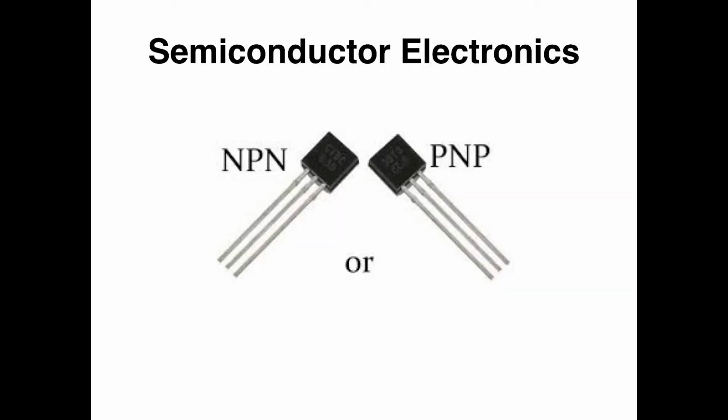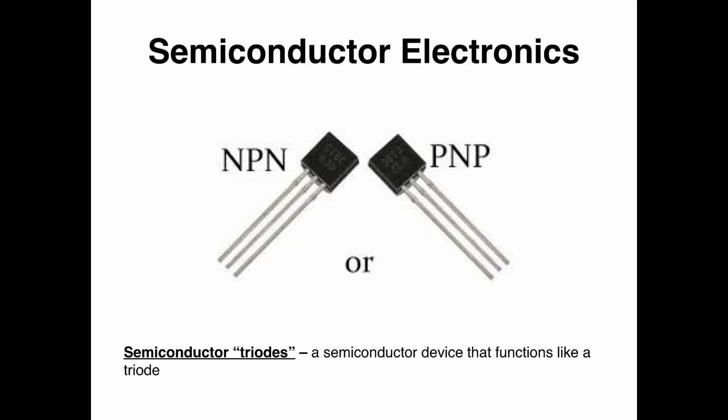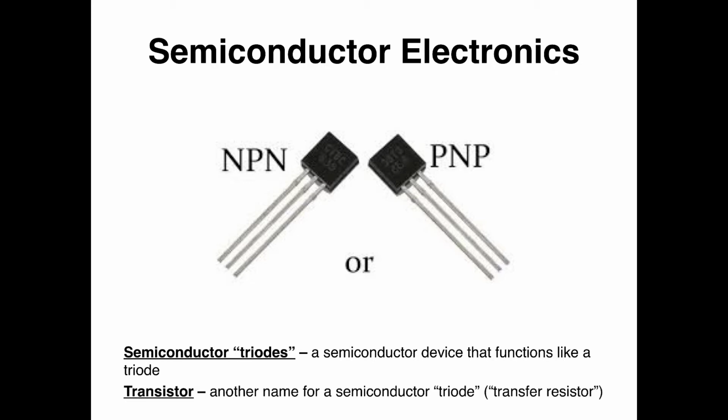You can have NPN triodes, or you can have PNP triodes. Semiconductor triodes are semiconductor devices that function like a triode. So your gate is either going to be positive or it's going to be negative. A transistor, the term transistor, is just another name for a semiconductor triode, and it gets the word transistor from the combination of the two words transfer resistor.